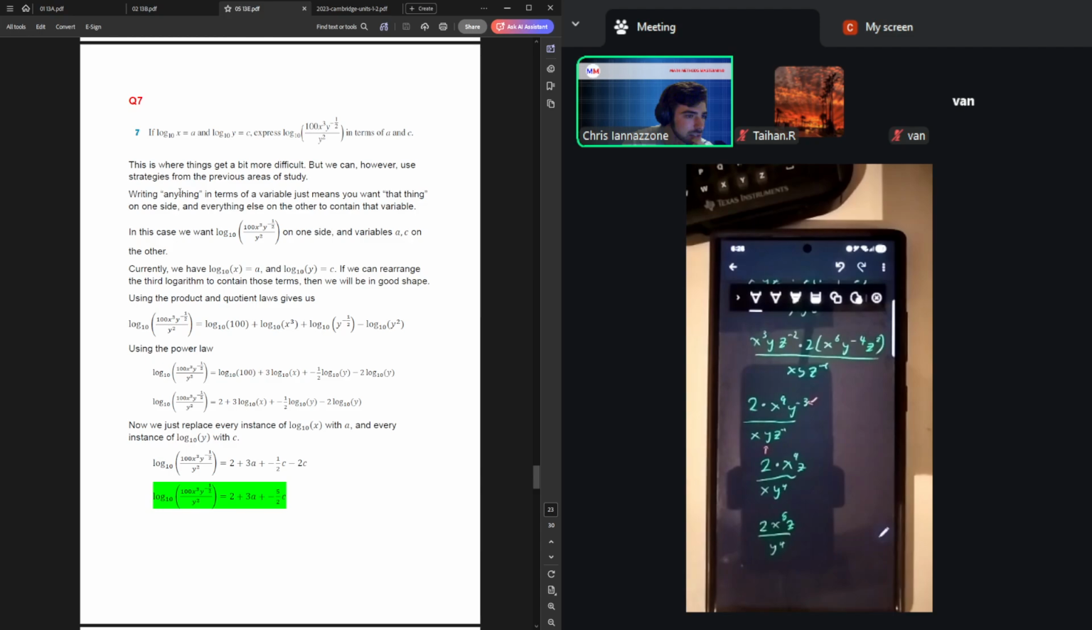Let's see, what did I start with? There's a couple of ways you can do this. For instance, you can convert these to exponential form, and by doing so you can essentially get the x and y's on their own and then shove those in there.